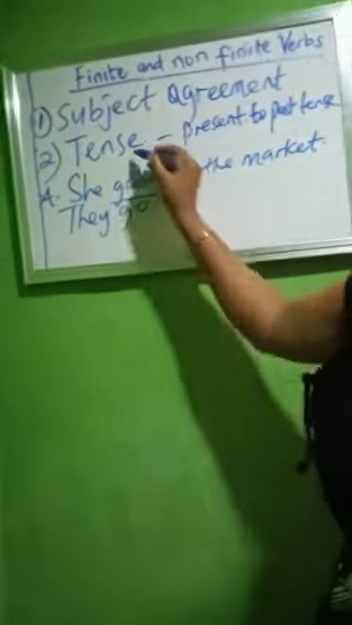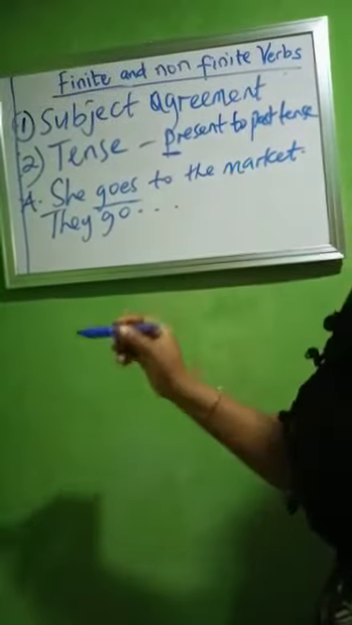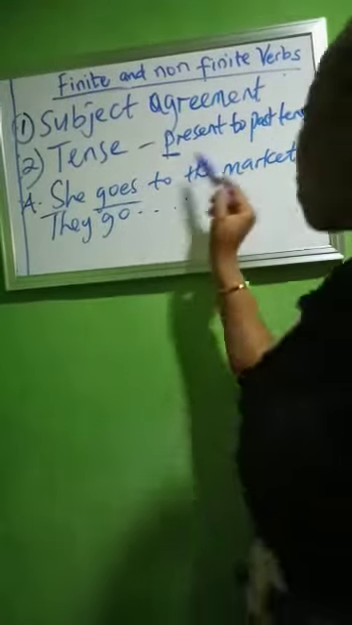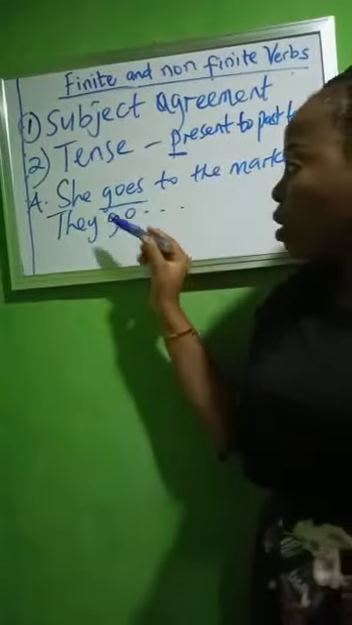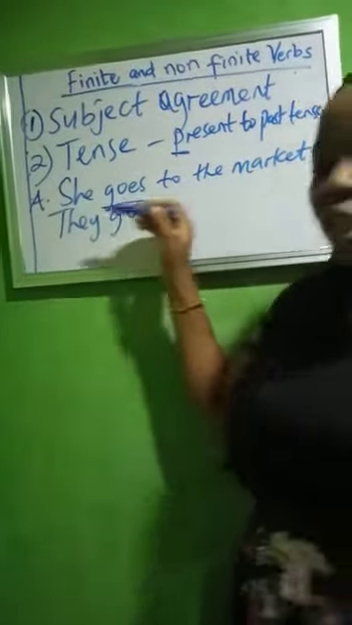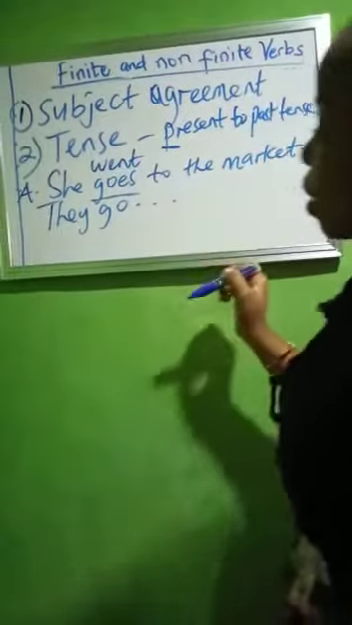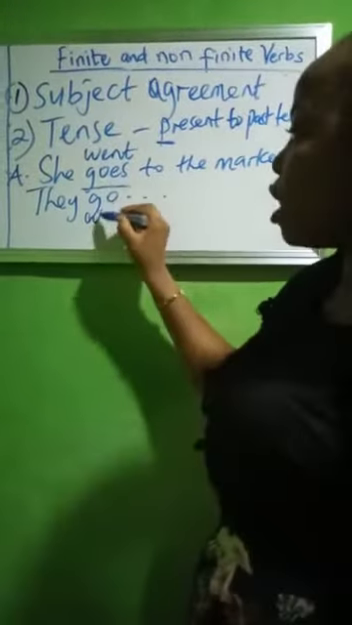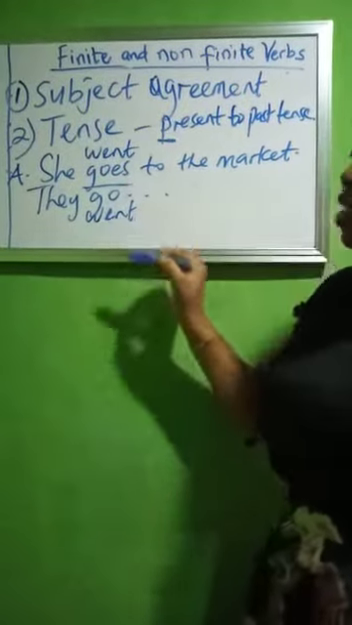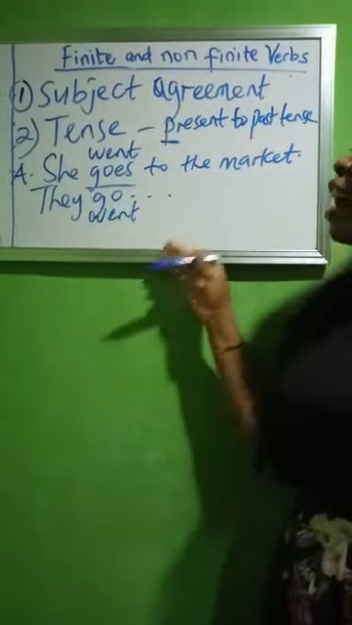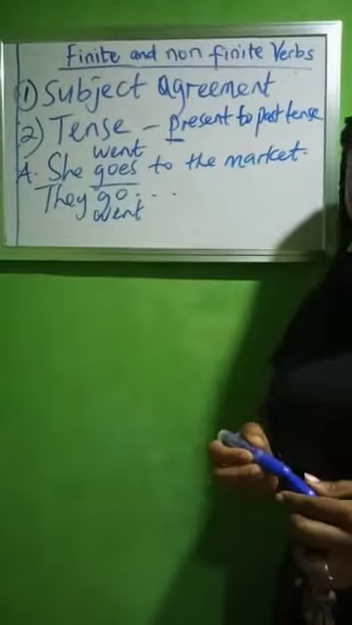Let's also look at the tense. A finite verb is also supposed to be able to change from present tense to past. So she goes to the market. Can we change it to past? She went to the market. Went. They went to the market. So it is going through all this because it is a finite verb.